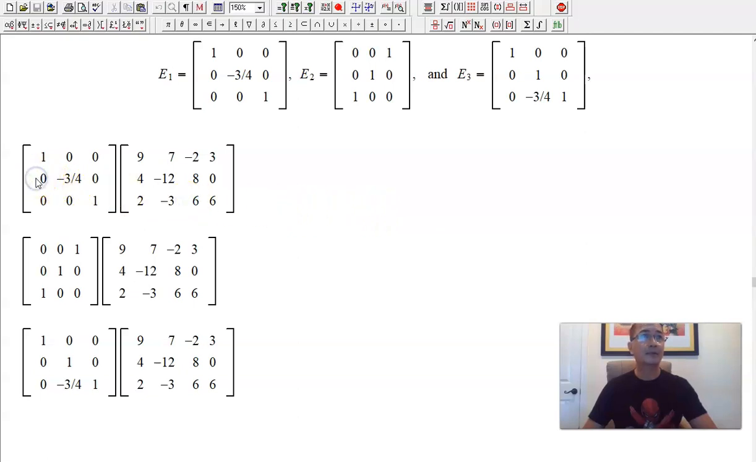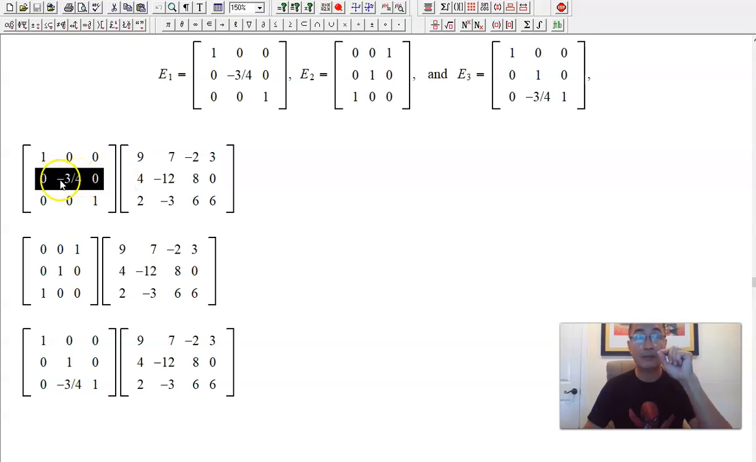Let's go to the second row. So we have 0, -3/4, 0. So again, those zeros. 0 will annihilate the 9. That 0 will annihilate the 2. So the first and the third rows don't contribute. What's going to happen? We will multiply the -3/4 to the 4. We're going to get -3.